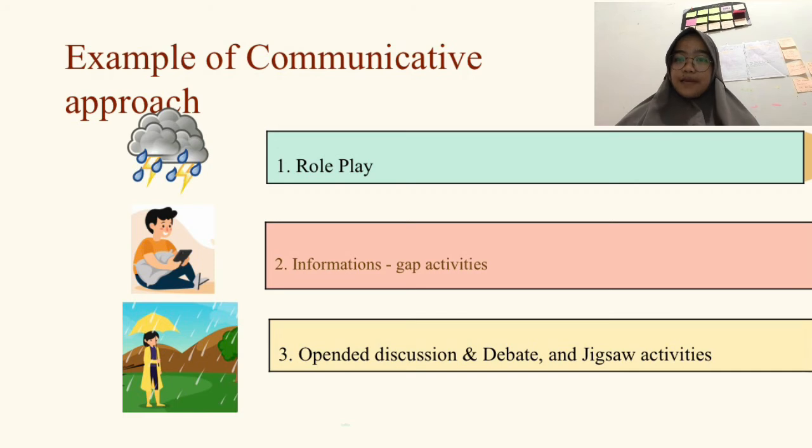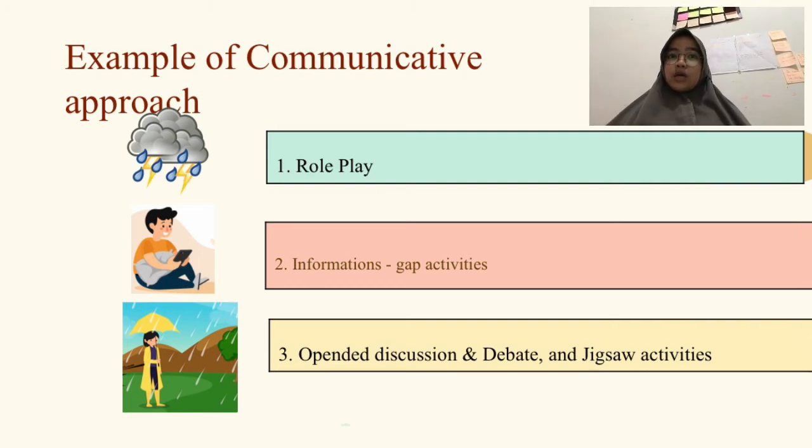First is role play. Second is information gap activities. And the third is open-ended discussion and debate, and jigsaw activities. The first example is role plays. In role plays, learners are given an imaginary situation and are asked to perform a different role or act as themselves in a particular scenario. Role plays enable learners to imagine themselves in realistic situations and rehearse before they need to use English in real life. They are also fun and motivating for some learners.